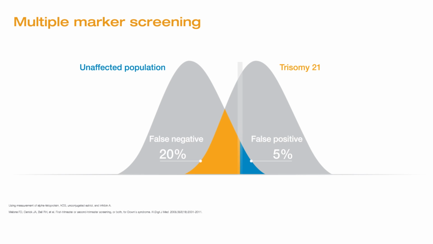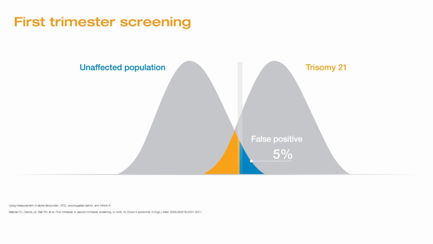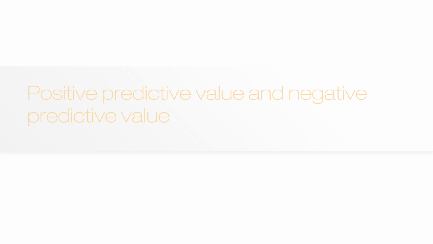First trimester screening came about a few years later, and with first trimester screening, you can see that our bell-shaped curves have diverged a bit. So using the same false positive rate of 5%, our detection rate is upwards of 85%. With cell-free DNA screening, our two populations have diverged even further, but it's important to know that there is still some overlap of these curves.